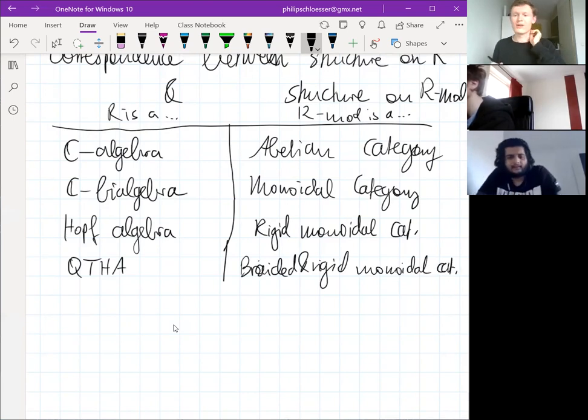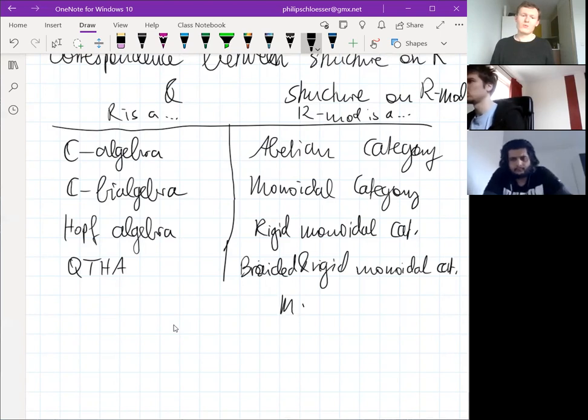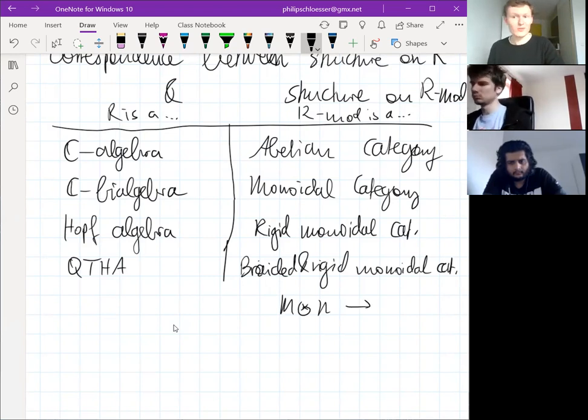What's rigid exactly? Rigid means that you have duals. Okay. Or ultimately that you have Hom, inner Hom, so that you can also equip just the linear maps with the structure of a representation. And braided means that while M tensor N might not be the same as N tensor M, there is at least one map, one isomorphism that relates the two.